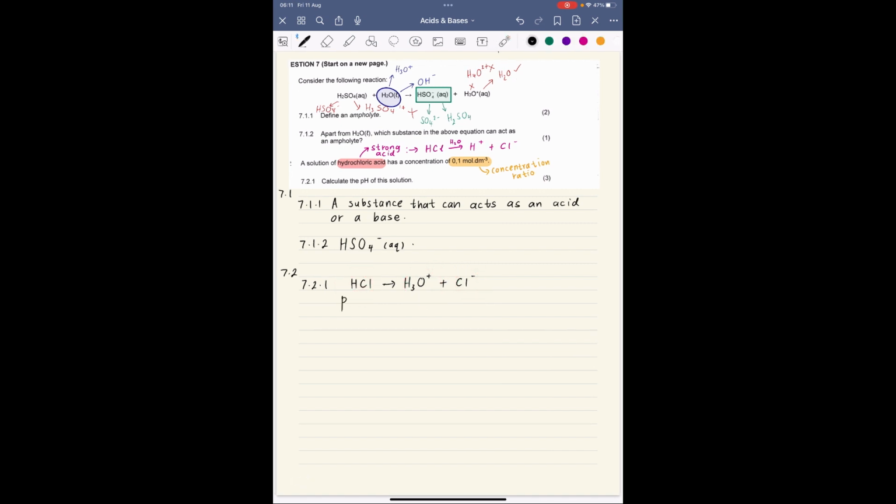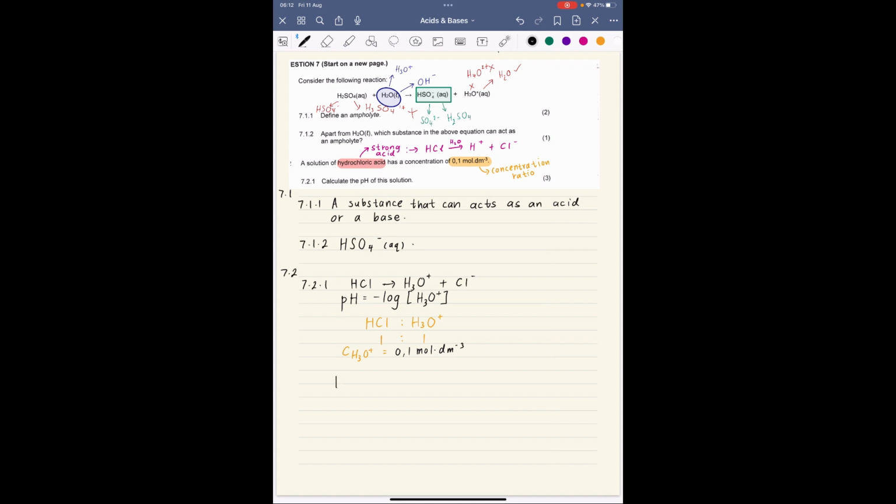If you go to the back of your paper, when you write in your paper, you'll see that you can find pH by saying negative log of the concentration of H3O+. Now here comes what we're talking about. We can use our concentration ratio between HCl and H3O+. That ratio is 1:1. And so we can see the concentration of H3O+ is equal to the concentration of HCl, which happens to be 0.1 moles per decimeter cube, as given in the question.